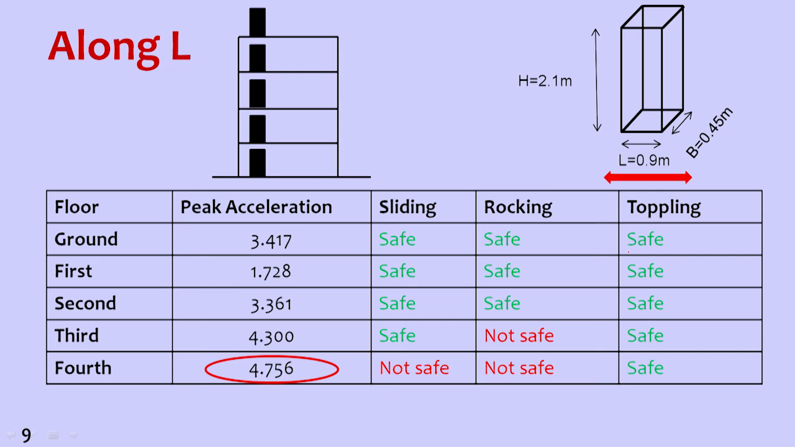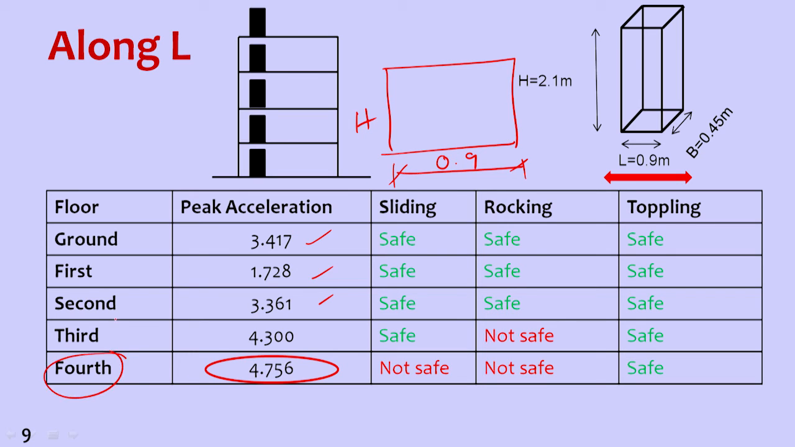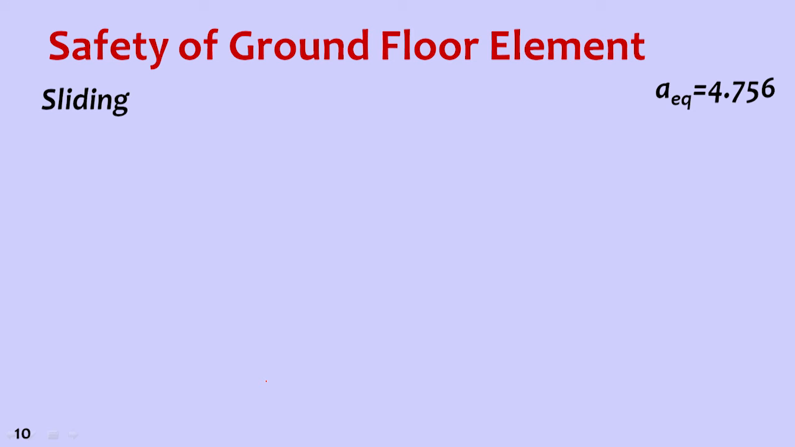Now similarly the same problem, we will consider one more case where our element is placed along the longer dimension. So now we have the greater L, it is placed along L. L is nothing but 0.9 meter, and here we have H. So the case is same. Here all the PGA values for all the floors are given. Earlier we selected the case for the ground floor. Now I will consider the case for the fourth floor. Now PGA is given as 0.4756. So we will check it for sliding.